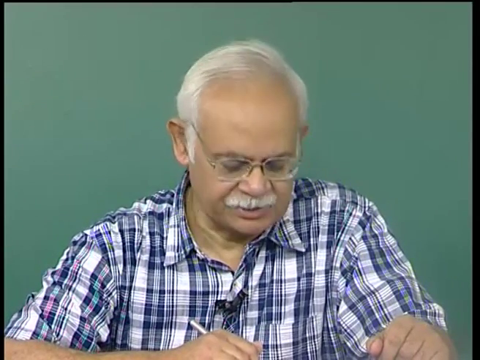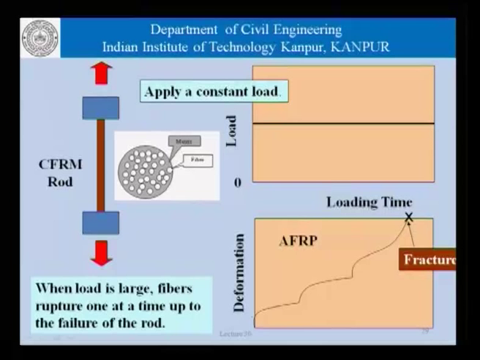One of them is creep. Now, what is creep? Creep is the change in strain at a constant load. This picture shows the representation of a creep test using CFRM rods. What is done is that a CFRM rod is held in position at a constant load, that is, the load is held constant over a period of time. Now, depending on the load level, there will be a certain amount of deformation that is initially present in the CFRM, and that is the elastic deformation.